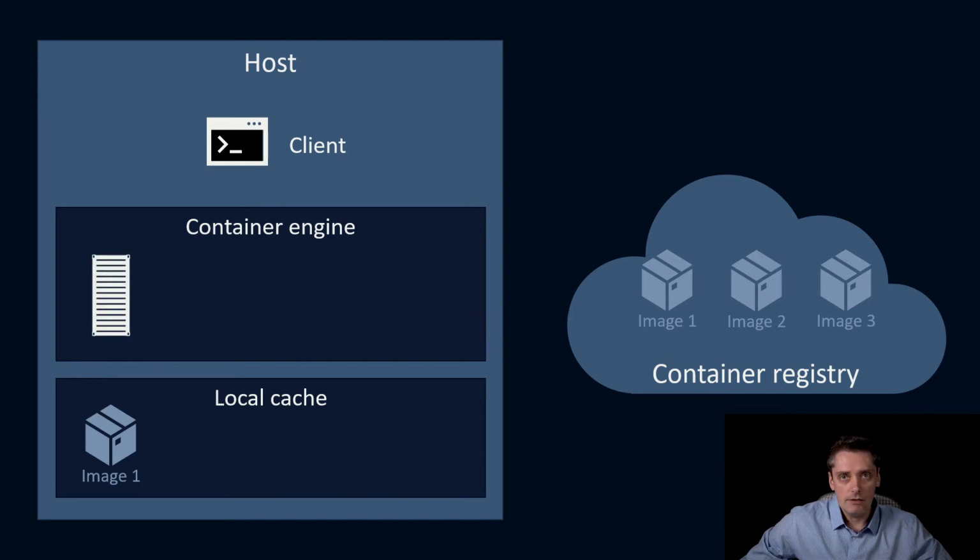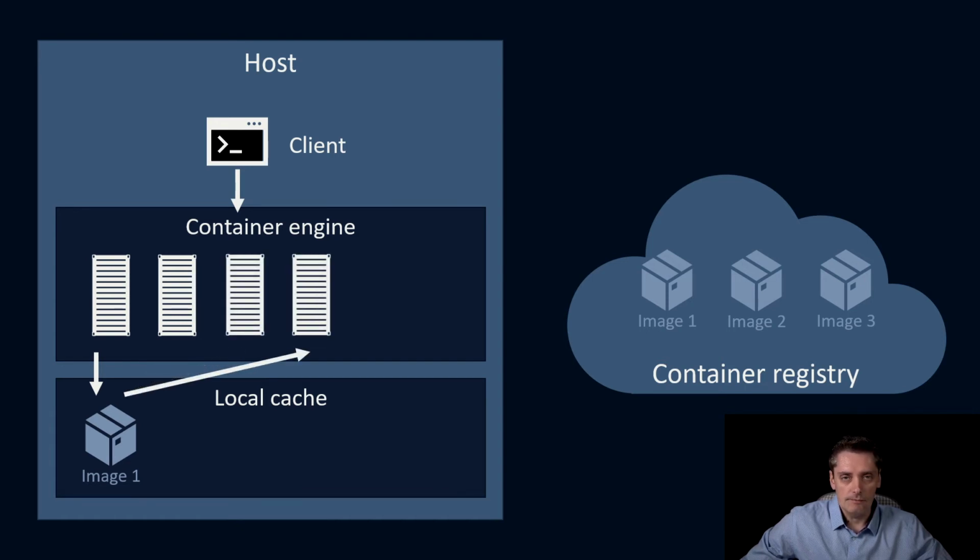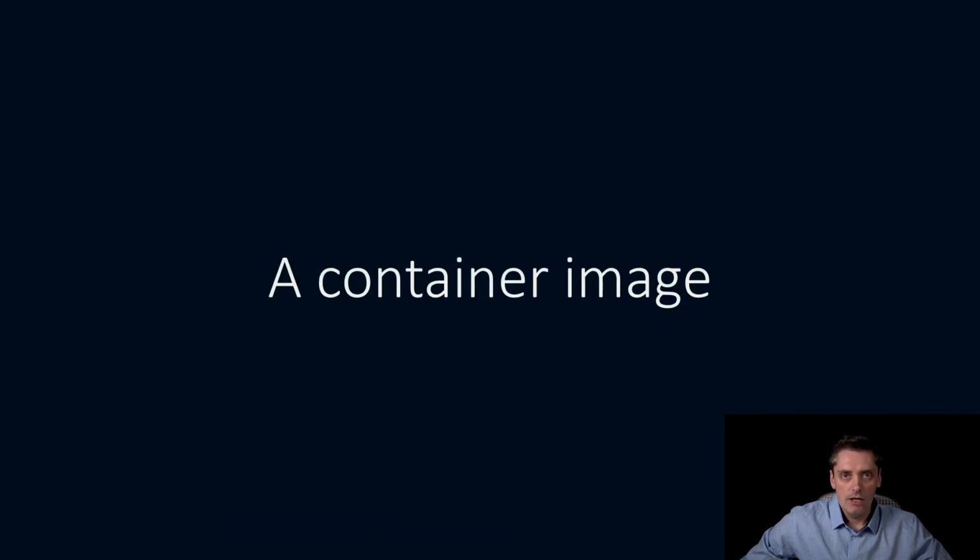If I send a command using a client to an engine to run the same application again, it will find the container image in a local cache and use it immediately to create and run a new container. And if I ask for the same again, it will do it again, and again if needed. So, as you can see, I can run multiple containers on the same host, and they can be based on the same image or completely different container images. Now, let's take a closer look at the container image.